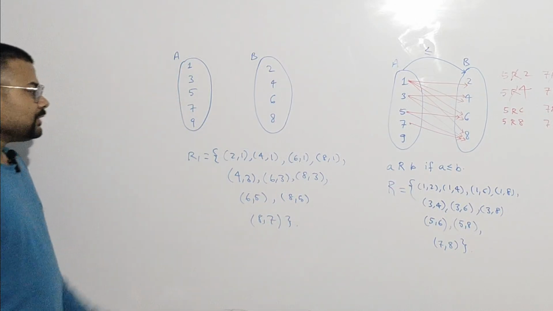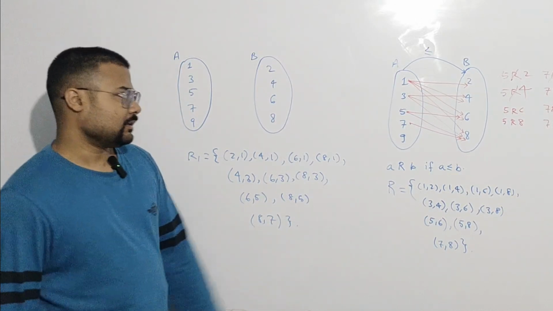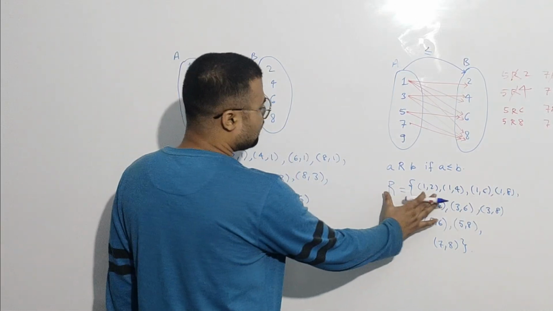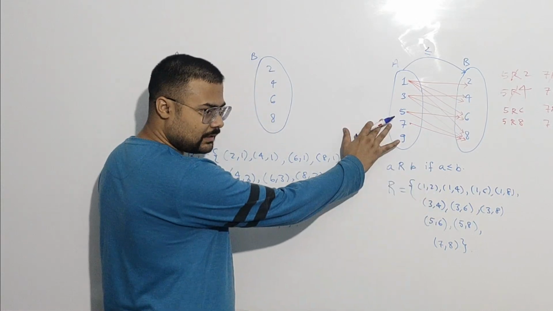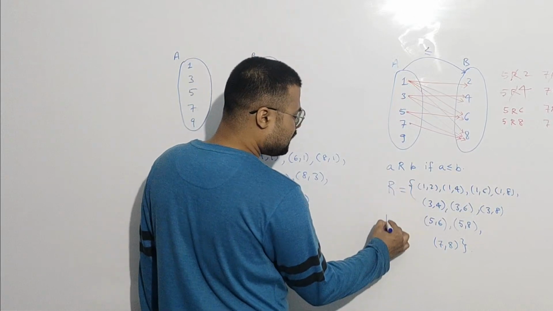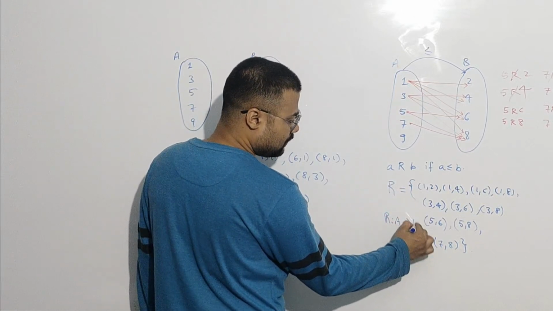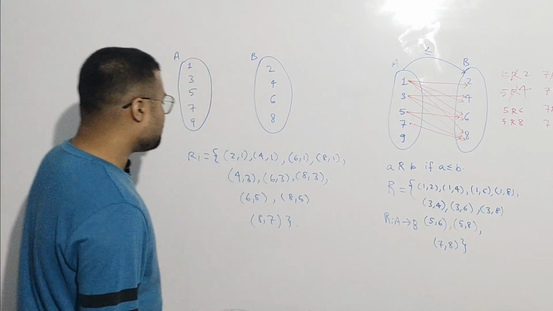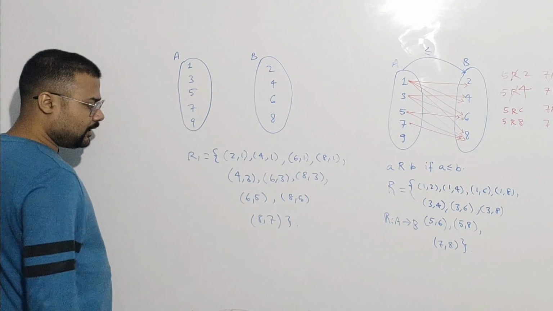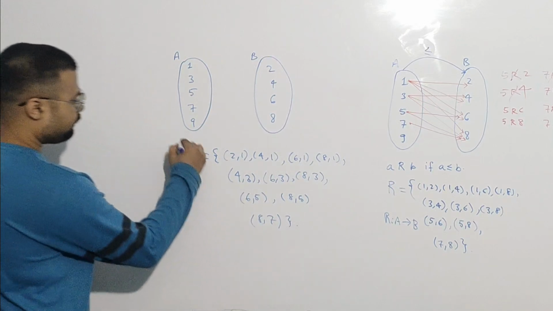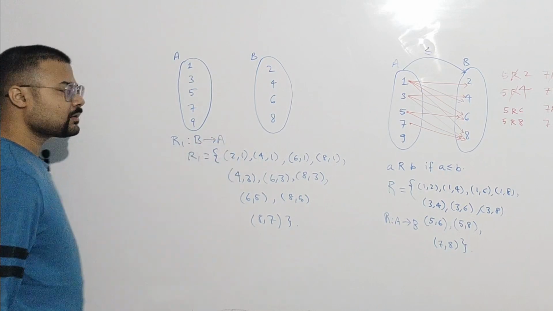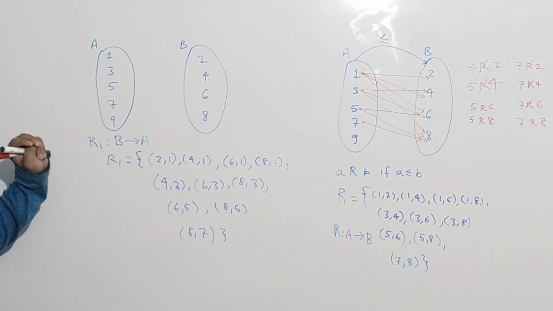Now this R1 relation is like your R relation. The first relation R is a set of ordered pairs where the first element is from set A, second element is from set B. So we say that R is from A to B. Here the first element is from set B and the second element is from set A. So R1 is from B to A, meaning how the elements of B are related with A.